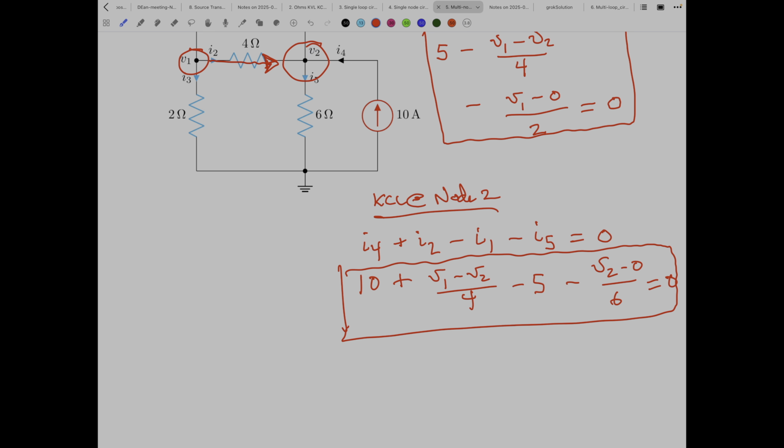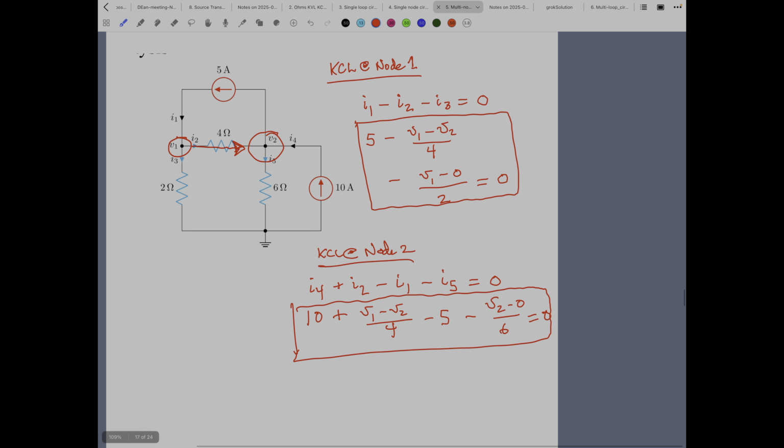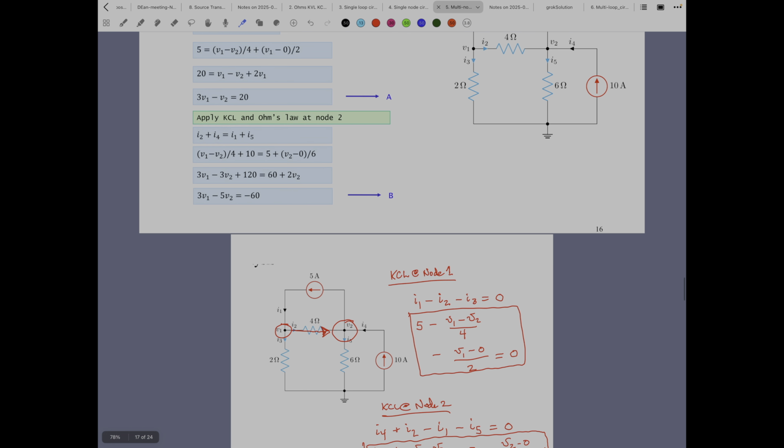Now, because I'm very lazy, I'm not going to solve these. I'm just going to comment that we have two unknowns present in both equations. So with 2 unknowns and 2 equations, we should be able to solve for V1 and V2. You guys try it.